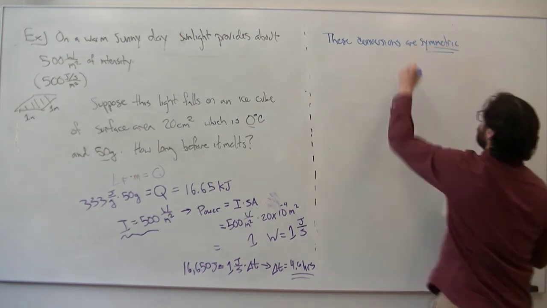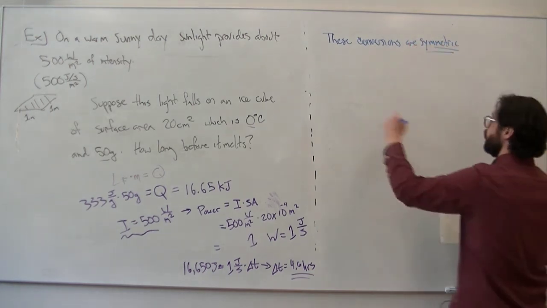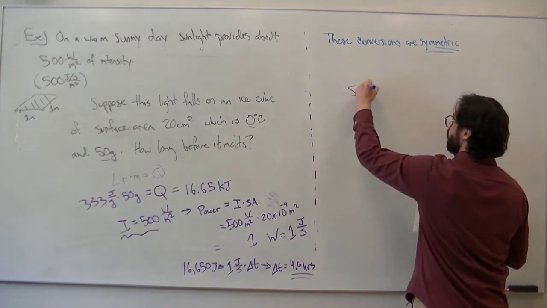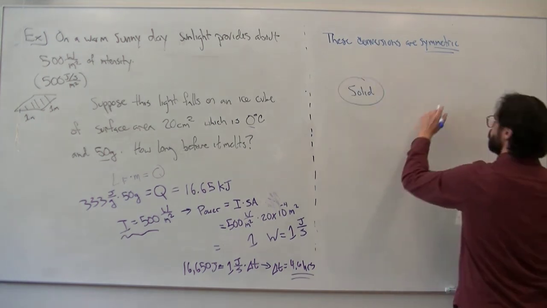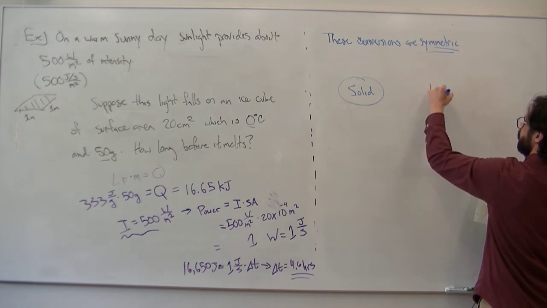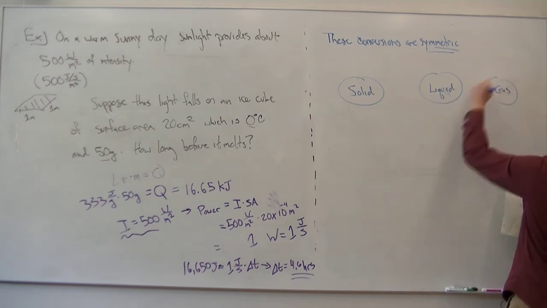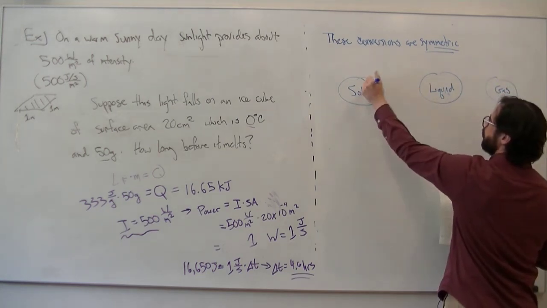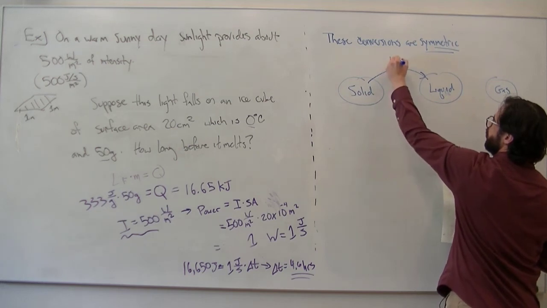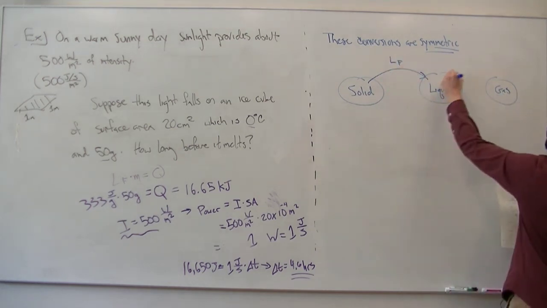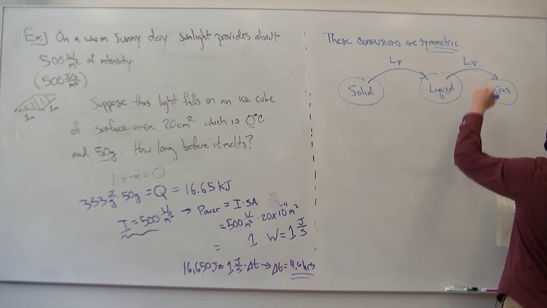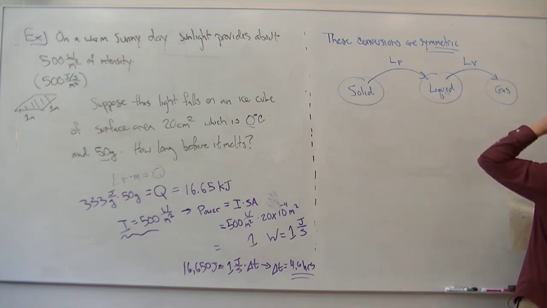About the names of the latent heats. And this is probably something that you would expect based on the fact that energy is conserved. If I want to go from solid to liquid, I have to use the latent heat of fusion. And if I want to go from gas to liquid, I use the latent heat of vaporization.